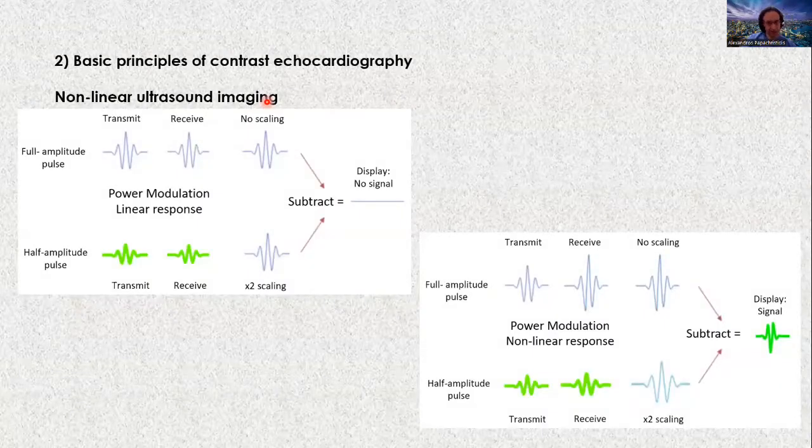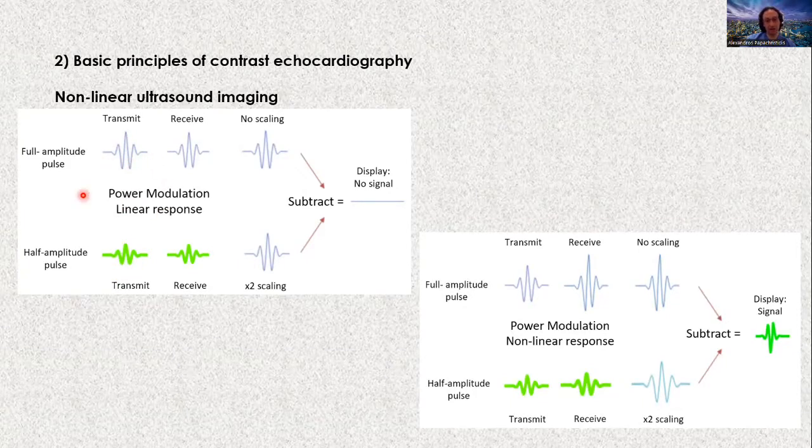And here we have a look at the two basic modalities that we use. Actually, they're pulse sequences. One is power modulation, the other is pulse inversion. So power modulation, as said, means that we use alternate pulses in terms of amplitude. The first pulse here is full amplitude. The second pulse we transmit is half amplitude. So they alternate. The first pulse is full, the second one is half, the third one is full, the fourth one is half, and it goes on.